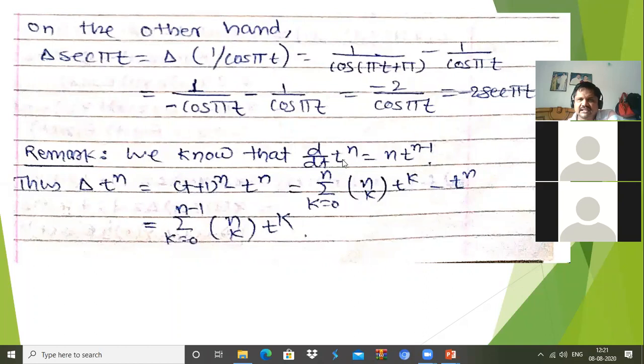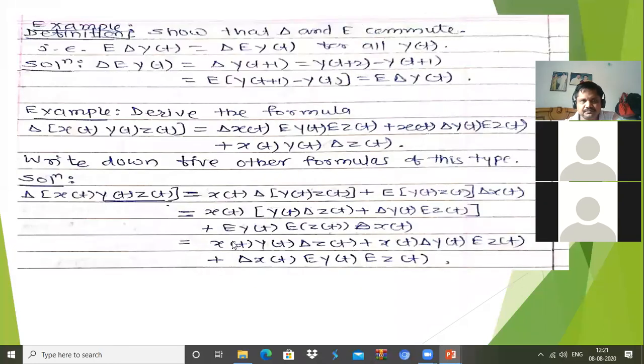So the derivative of t to the power n is n into t to the power n minus 1, but the delta of t to the power n is in this summation way: the summation from k equal to 0 to n minus 1 of nCk t to the power k. So we get the formula for the difference of t to the power n. Okay. Now some more examples are there, to show that delta and E commute.